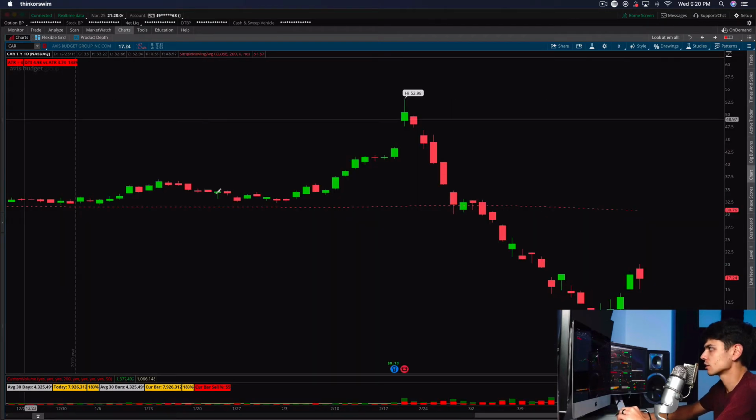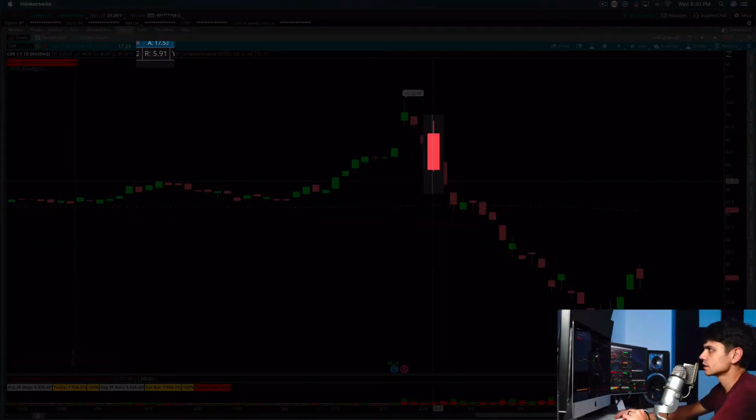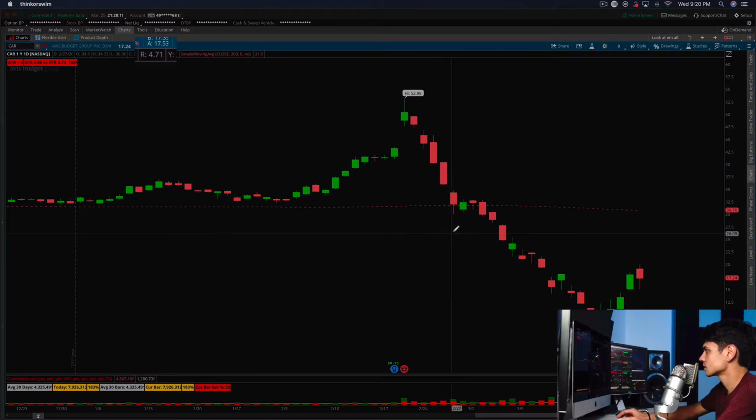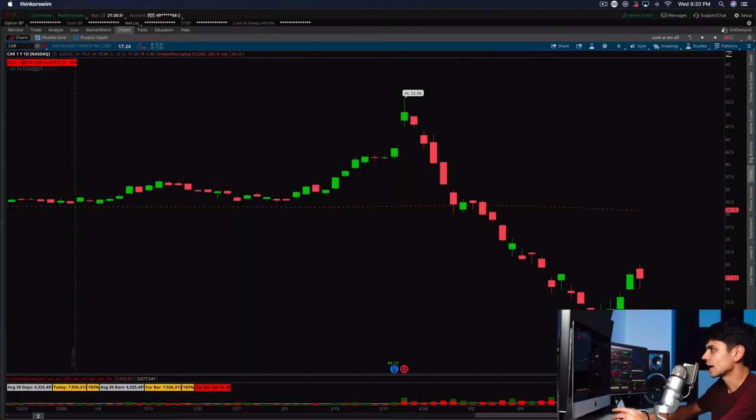So if we look over here at the charts, this is a daily chart of CAR. You can see that this range was $5.91. That's probably the biggest candle that I can see on the chart right now. This one right here was $4.61. This one right here, $4.71. This one here, $3.41. This one is actually big too, $5.05. But on average, it only moves $3.74.